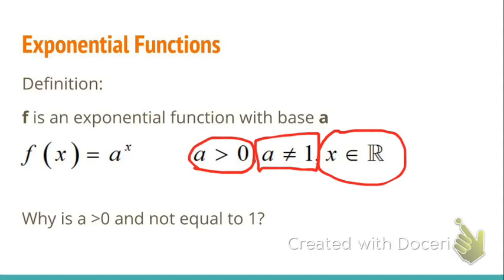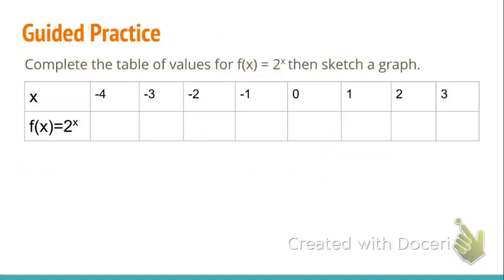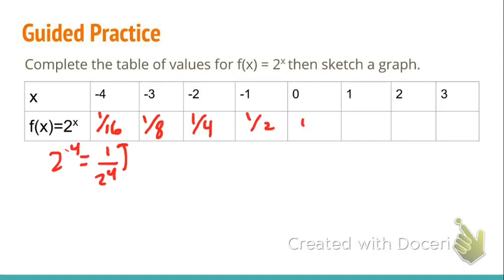So let's see what a graph looks like. So here's a very basic exponential function. Y equals, or f of x equals 2 to the x. So when we plug in -4, we're going to get 1 over 16, because 2 to the -4 power is equal to 1 over 2 to the 4 power. So that's how we get that. And then 1/8 and 1/4, 1/2, 1, 2, 4, and 8.